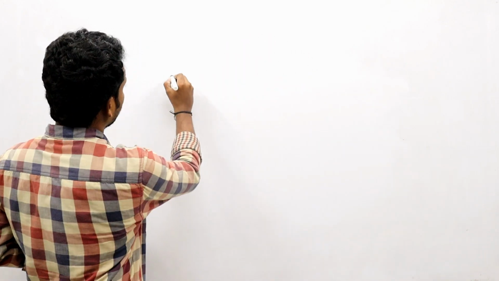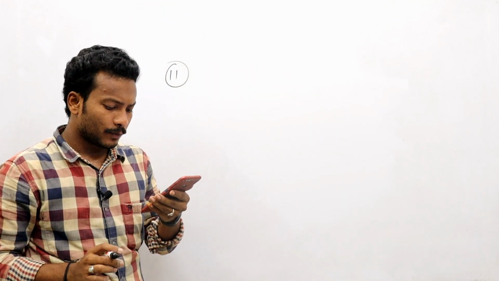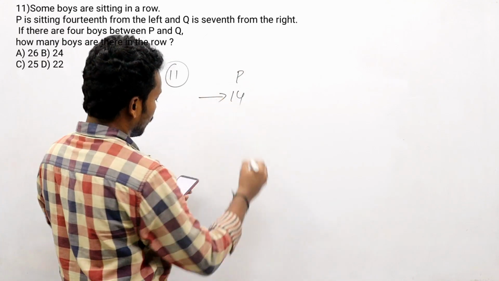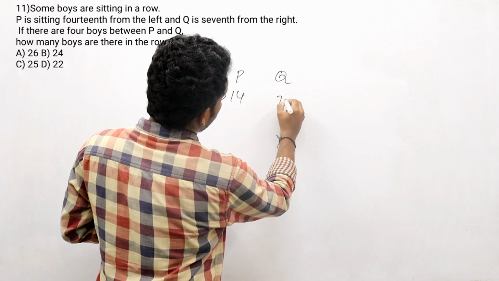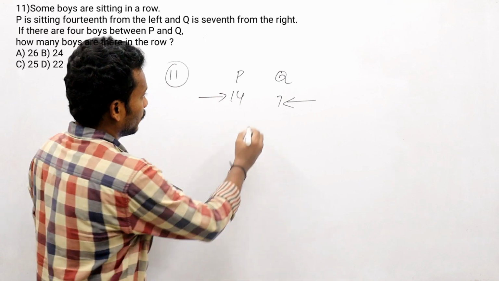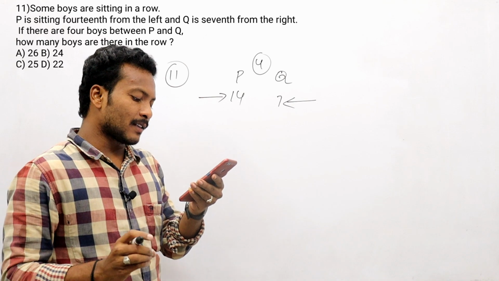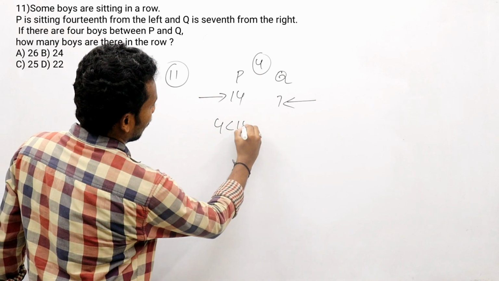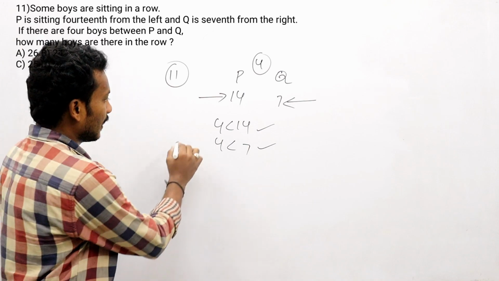Next, 11th question. Some boys are sitting in a row. P is sitting 14th from the left, and Q is 7th from the right. If there are 4 boys between P and Q, how many boys are there in the row? Now he is asking for the number of boys. 4 is less than 14, and 4 is less than 7. That's why we can get 2 types of answers.